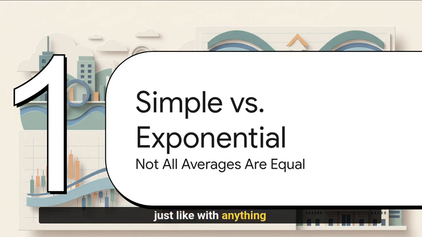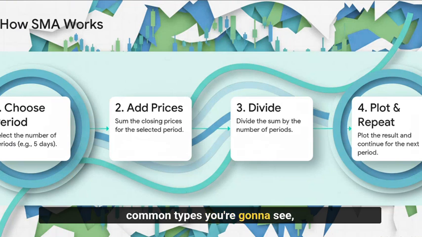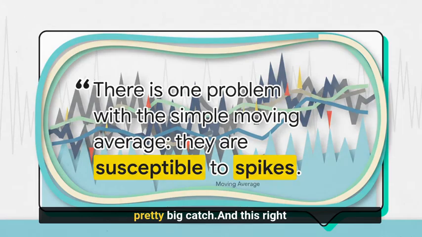But, just like with anything in the markets, there's always more than one way to do things. It turns out not all averages are created equal, so let's break down the two most common types you're going to see, simple and exponential. The simple moving average, or SMA, is the most basic one. It's super straightforward. You take the closing prices for the last, let's say, 5 days. You add them all up, divide by 5, and boom, that's 1 point on your line. Tomorrow you do it again, and you get the next point.